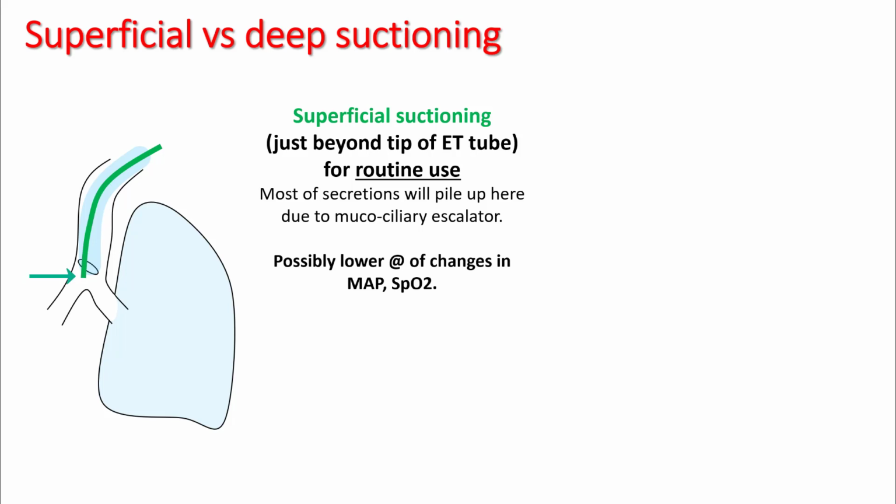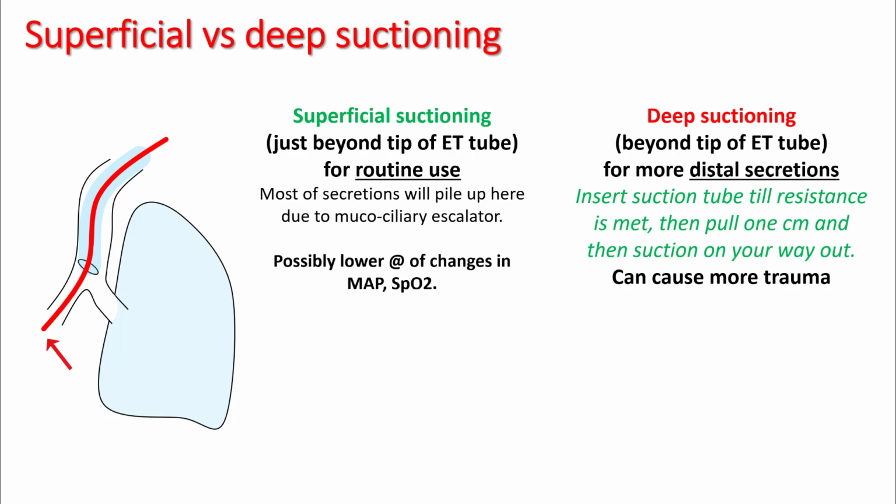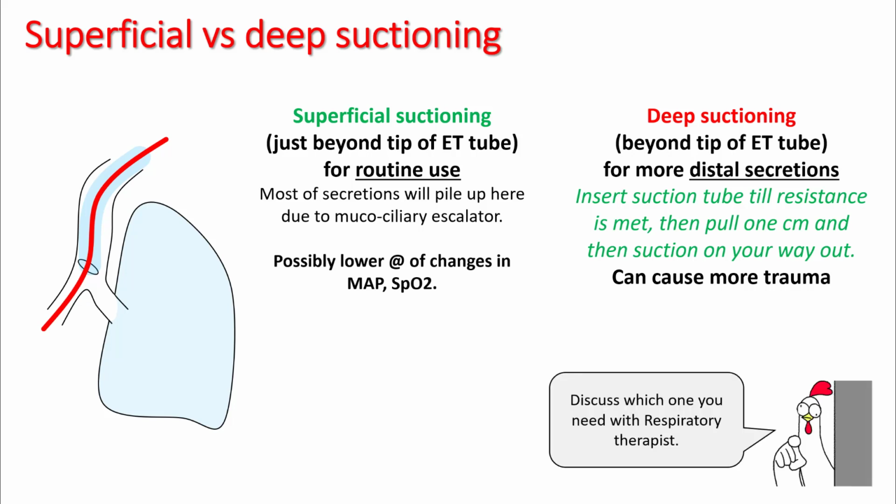Superficial suctioning is the suctioning just beyond the endotracheal tube. This is where most of the secretion will pile up because of blockage of the mucociliary escalator. In deep suctioning, you insert the suction tube till the resistance is met and you pull back by 1 centimeter and then suction on your way out. This is to get more distal secretions as suction catheter goes beyond the tip of endotracheal tube. This has more propensity to cause trauma. Superficial suctioning is associated with slightly lower rates of changes in mean arterial pressure and SpO2. Discuss with your respiratory therapist what kind of suctioning you need for a given patient.